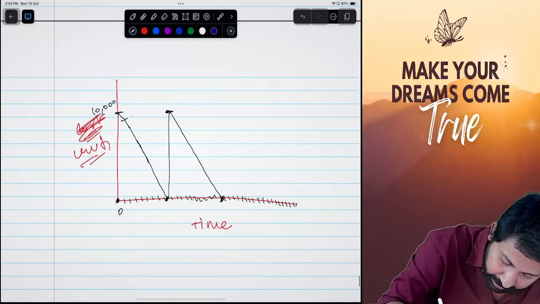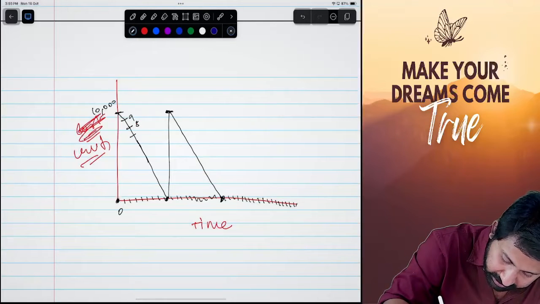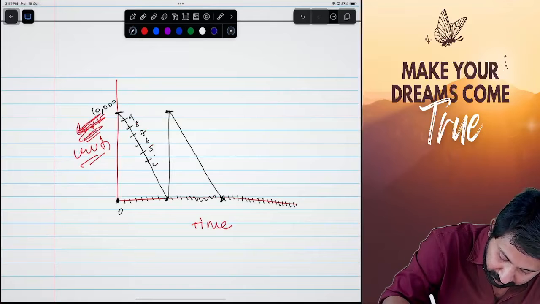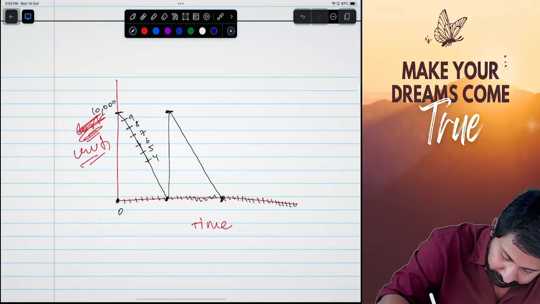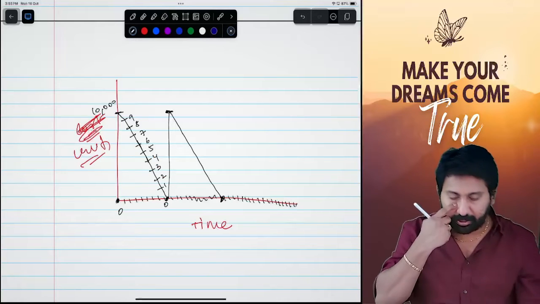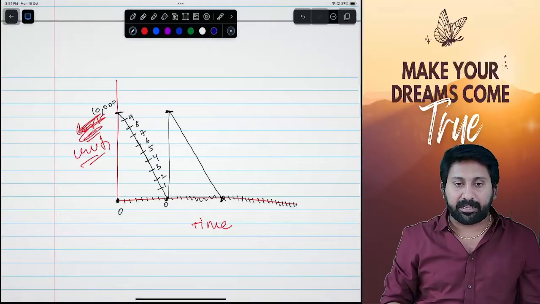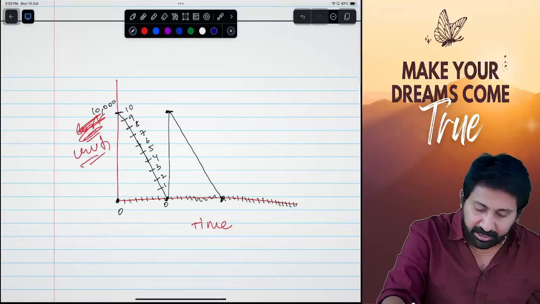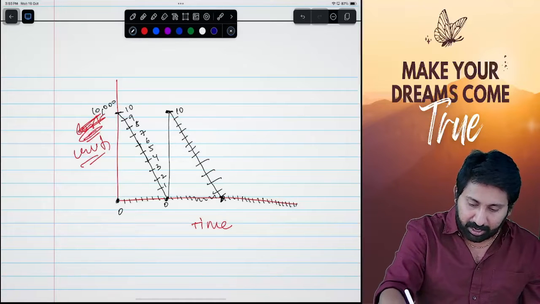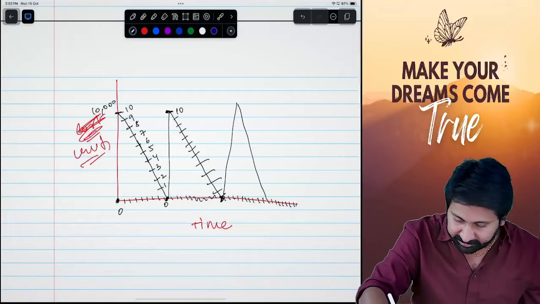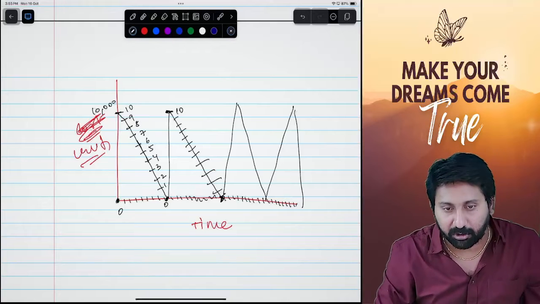Means 9,000, 8,000, 7,000, 6,000, 5,000, 4,000, 3,000, 2,000, 1,000, 0 again. Again, I will order like this. I started with a 10, again I will go to 10. Like that, again, I will fall to 0. Again, I will buy like this. My purchase cycle will run throughout the year.